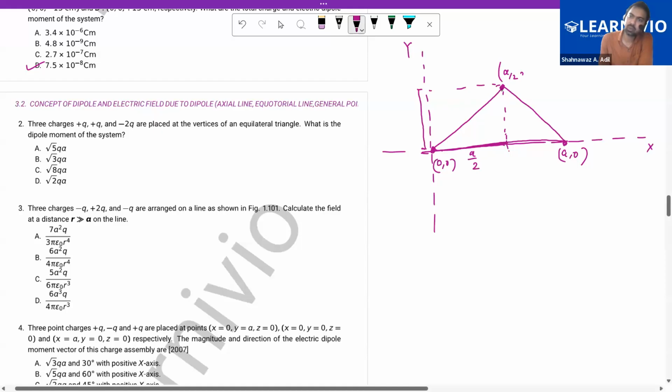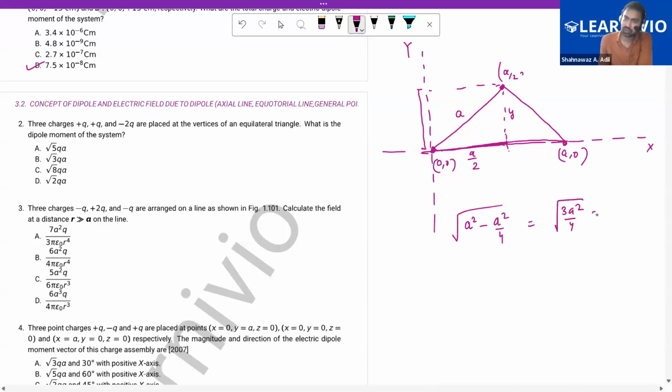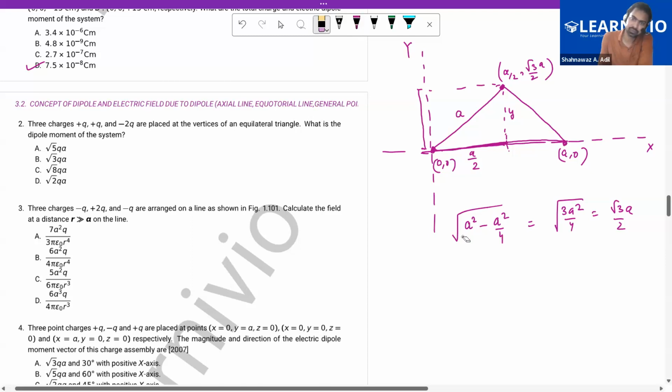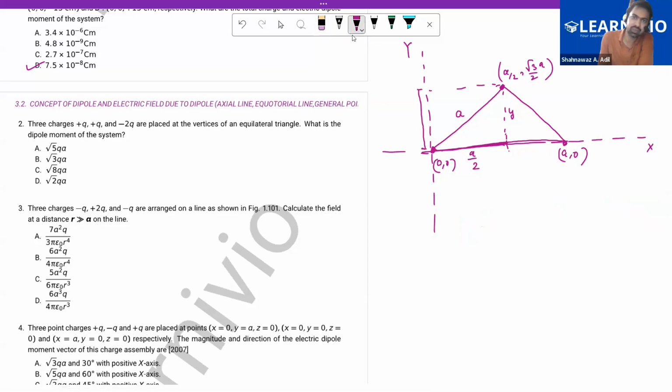Now if we talk about y, this is y, this is a. So what would be this point? This would be the hypotenuse square minus this base square, so that would be 3a square by 4. So this would be root 3 a by 2. Is it clear? Yes, sir. So this would be the coordinate of this point.